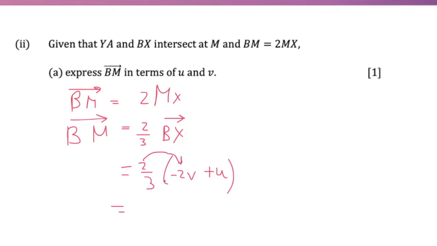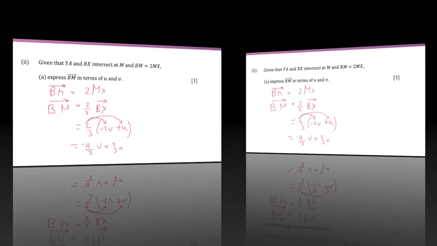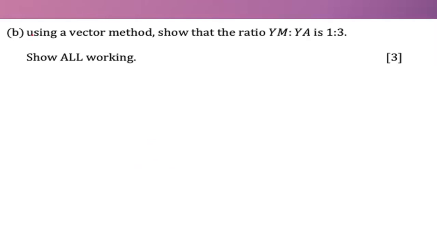2/3 times minus 2v. So 2 times 2, that's -4. And then 3 of my v. 2/3 times u. So that's going to be 2/3u. Now, for the next part, using a vector method, show that the ratio YM to YA is 1:3.